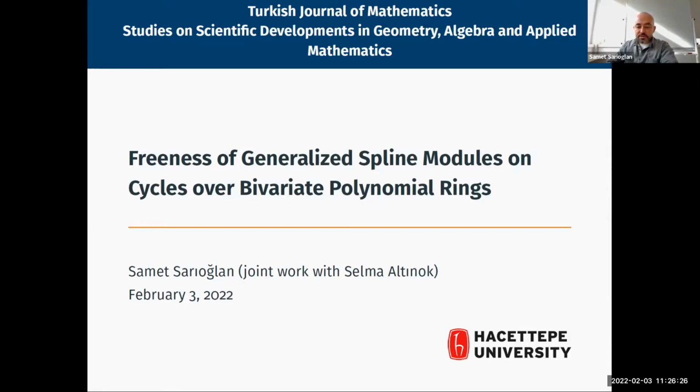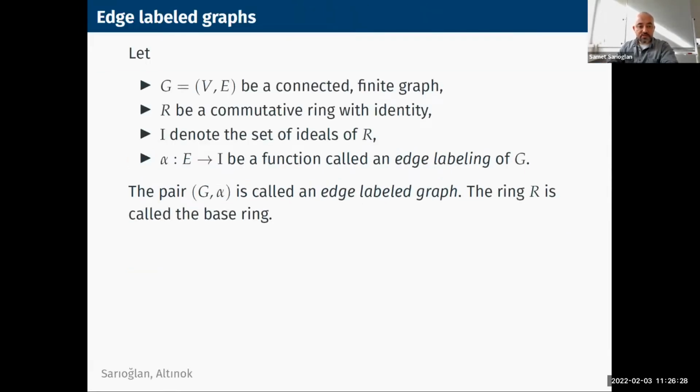Before introducing the fundamental concept of this talk, we need another notion which is called the edge-labeled graphs. Let G be a connected finite graph. Here V is the set of vertices, E is the set of edges of G. Let R be a commutative ring with identity. I denote the set of ideals of R, and alpha is a function that labels each edge of G by the ideals of R. We call alpha an edge labeling of G. The pair G alpha is called an edge labeled graph, and the ring R is called the base ring.